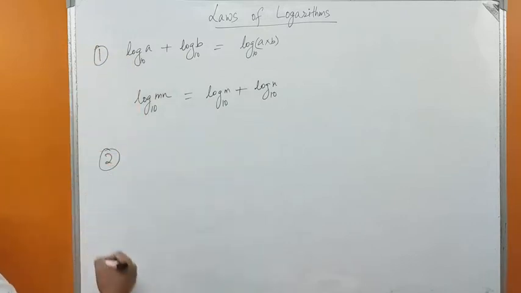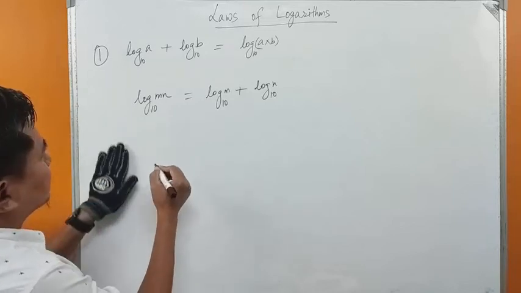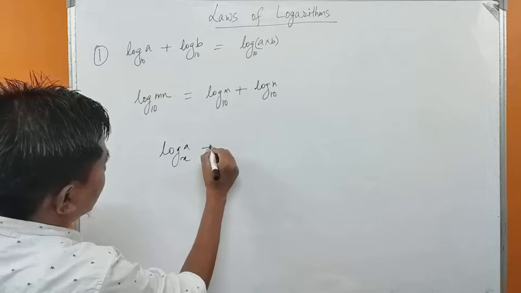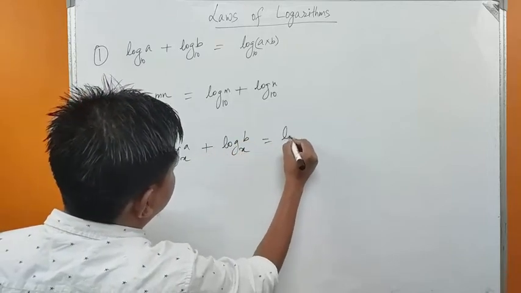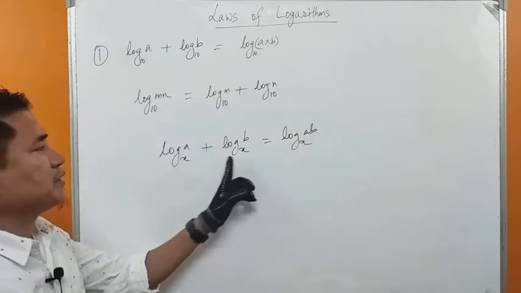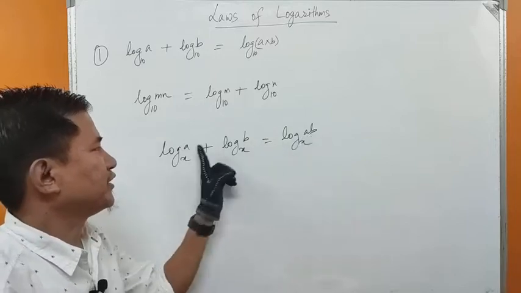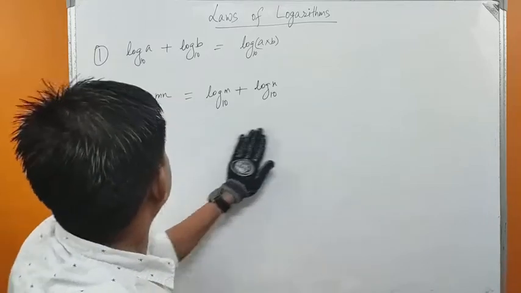The base can also be something different. Let me explain this. If we have log a to the base x plus log b to the base x, then we can write this as log ab to the base x. The base must be the same, then only we can write a into b equals ab. So this is the first law.